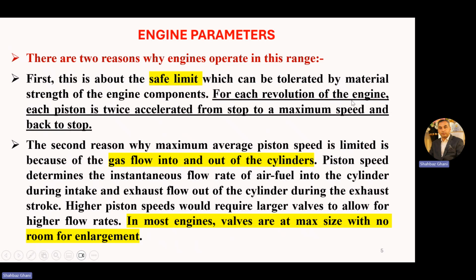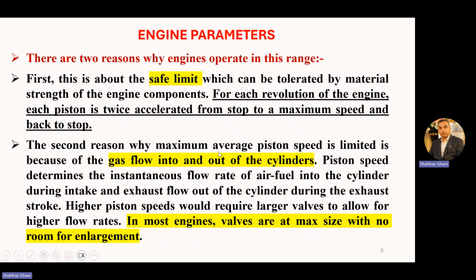For each revolution of the engine, each piston is twice accelerated from stop to maximum speed and back to stop. When your piston is at BDC and it's going to TDC, from zero it is attaining a maximum speed, and at TDC it is again going to zero. So from zero, attaining maximum speed, from maximum speed to zero, and then again this same process. So you have to be in this safe limit.